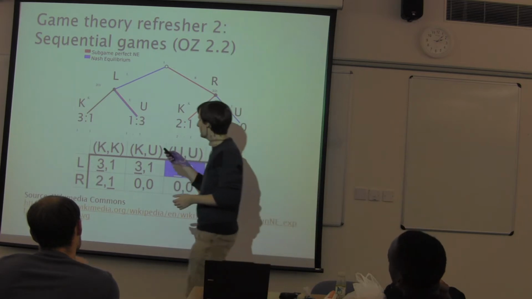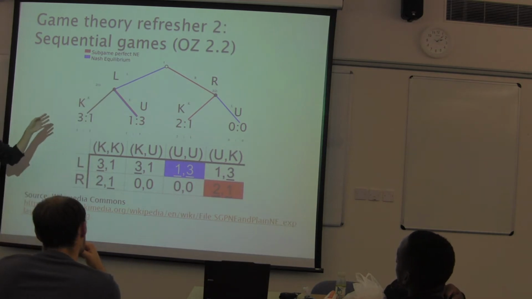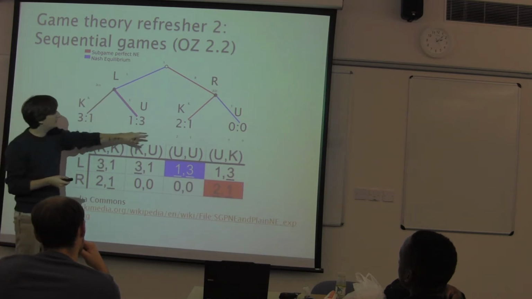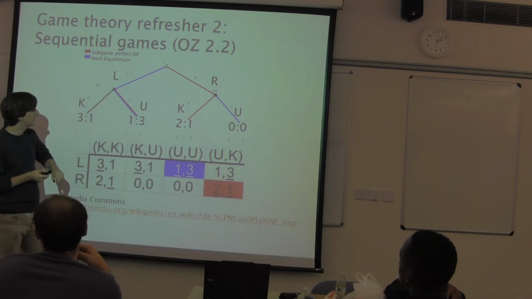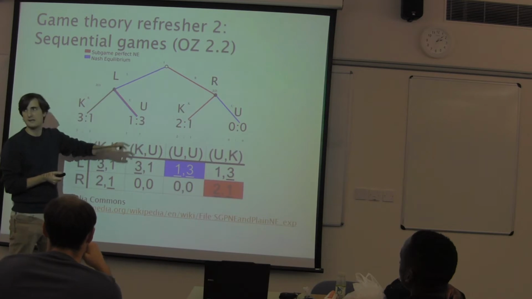Well, okay, so imagine you're player 2. Rather than playing this game, player 2 is going to end up with 1, right? That's the outcome of the subgame perfect Nash equilibrium. Whereas maybe they'd prefer to end up with 3.